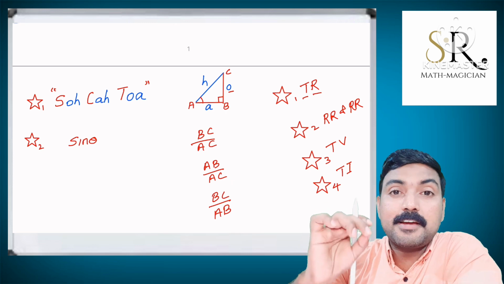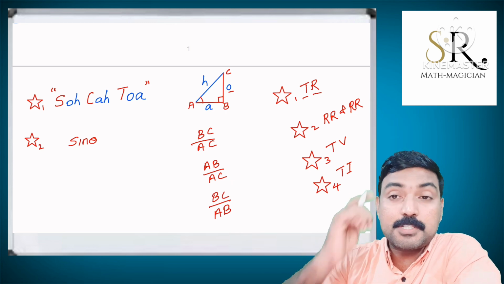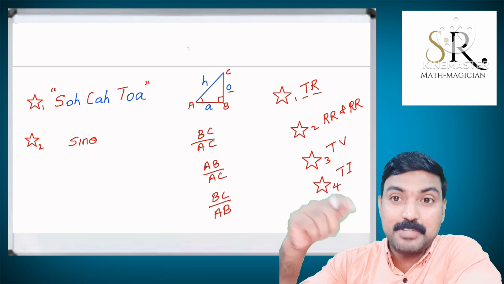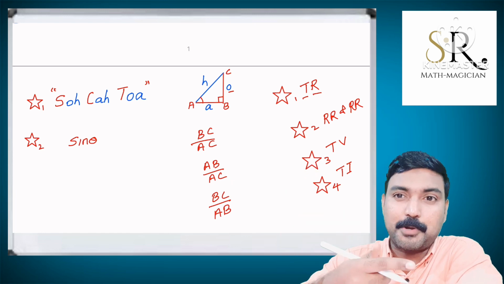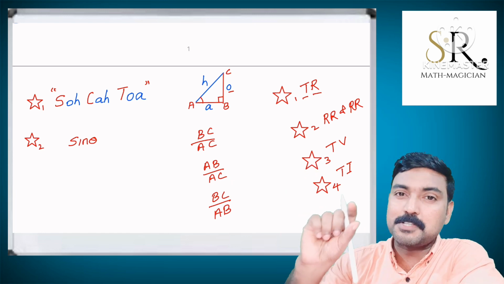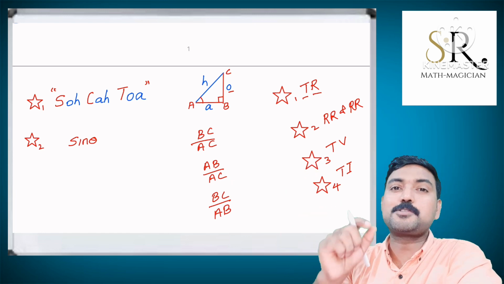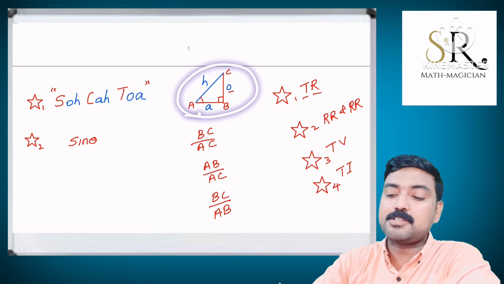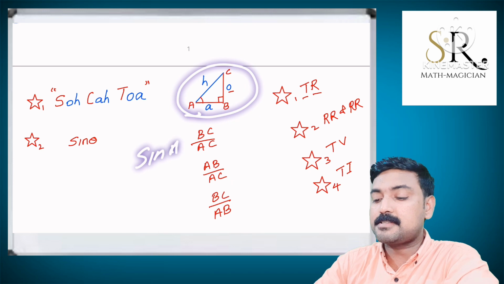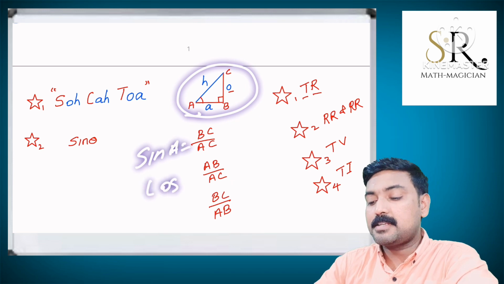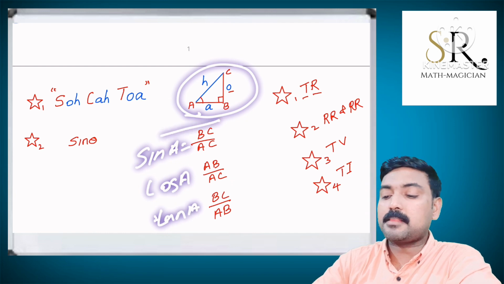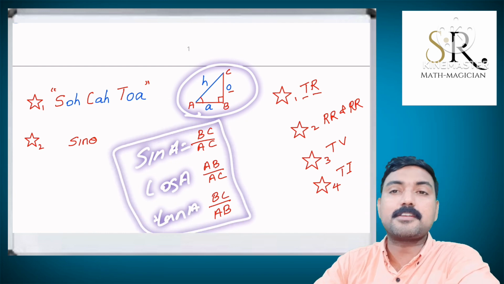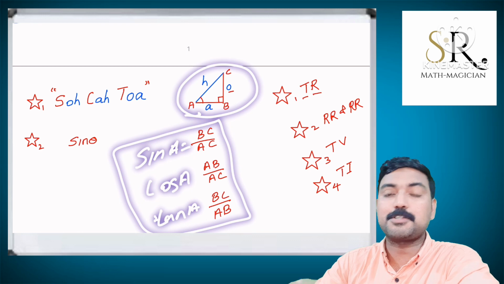When you hear the word sin, first think where is the angle, which is the opposite side, and which is the hypotenuse. When we divide opposite by hypotenuse, that is known as sine. In this triangle, BC by AC is sin A, and adjacent by hypotenuse is cos A, and opposite by adjacent is tan A. These are the primary trigonometric ratios.